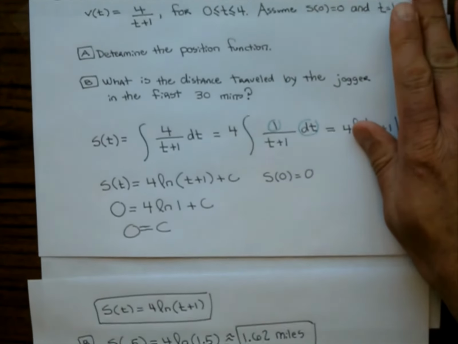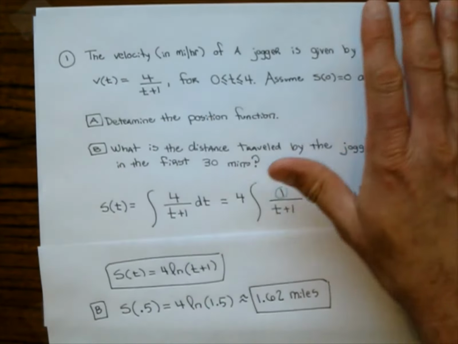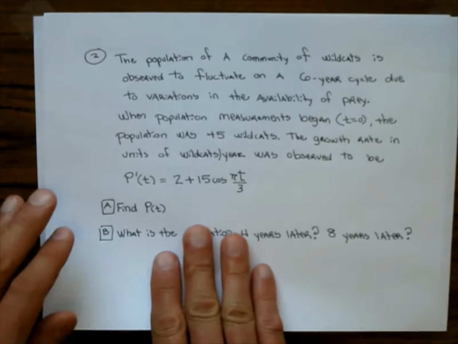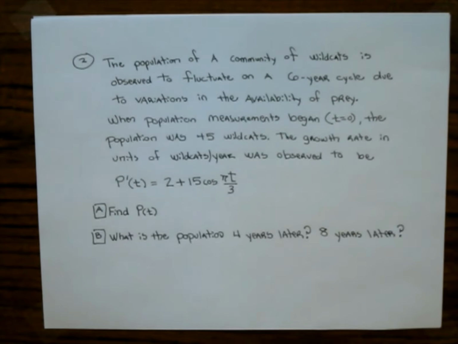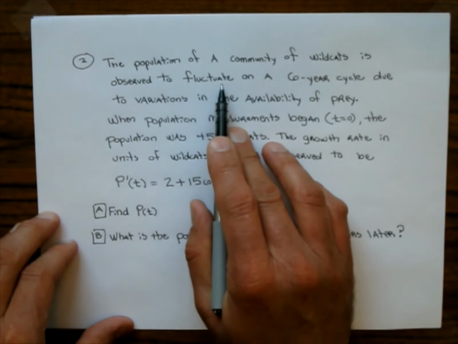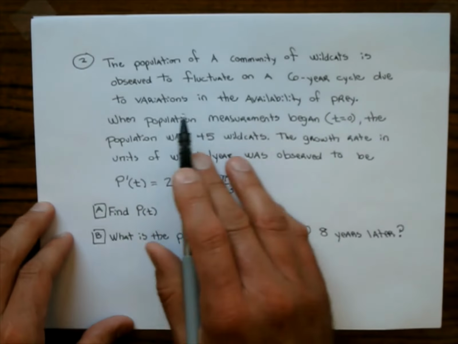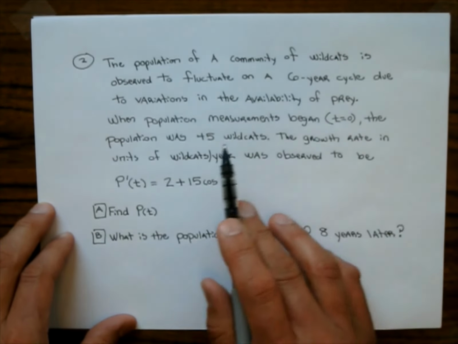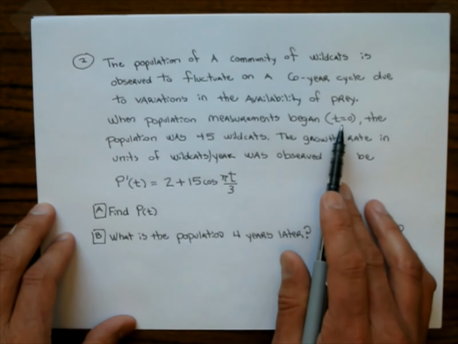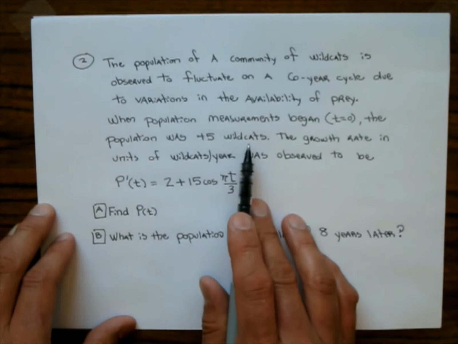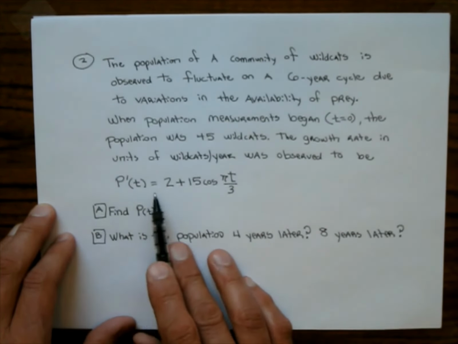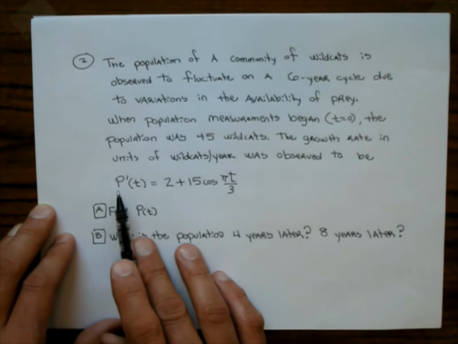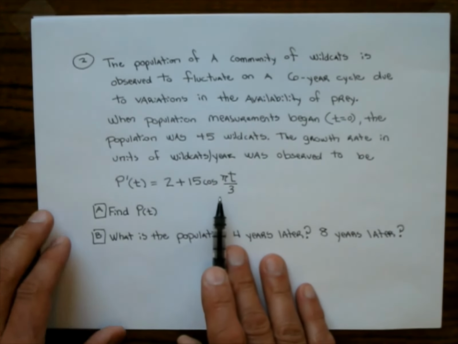Okay, so that completes the first problem. You'll get 3 problems that are kind of like this. Let's go ahead and do the second problem. The second problem says the population of a community of wildcats is observed to fluctuate on a 6-year cycle due to variations of the availability of prey. When population measurements began, t equals 0, the population was 45 wildcats. The growth rate in units of wildcats per year was observed to be, so this is the rate. Kind of like the velocity, but we're not going to call it the velocity. This is the growth rate.